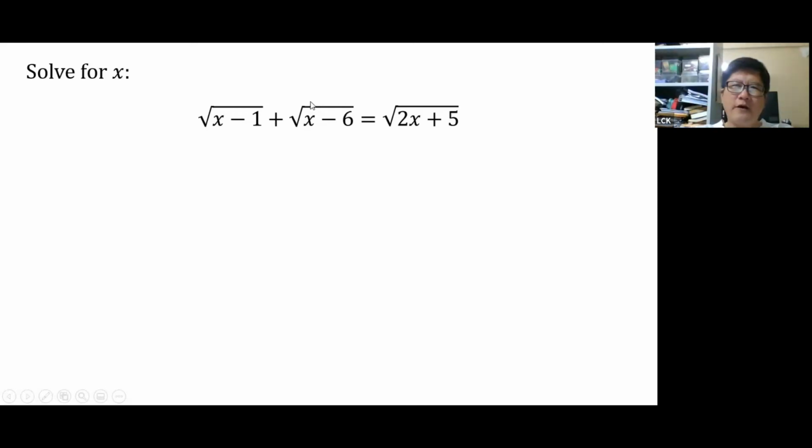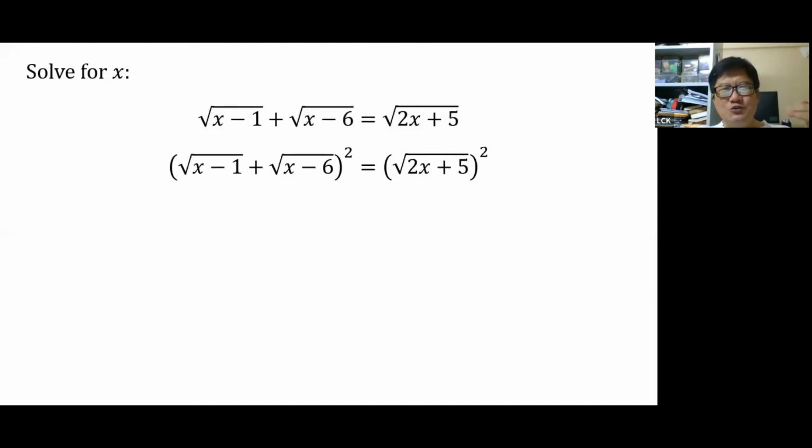So solve for x, and you have this particular equation. Now, how do you do that? You see that it's very complicated because there are 3 square root signs. There's square root of x minus 1, square root of x minus 6, and square root of 2x minus 5. Now, you have 3 square root signs there. The secret to these kinds of questions is really easy: reduce the number of square root signs one step at a time. So now you have 3 square root signs. Let's see how we can reduce this.